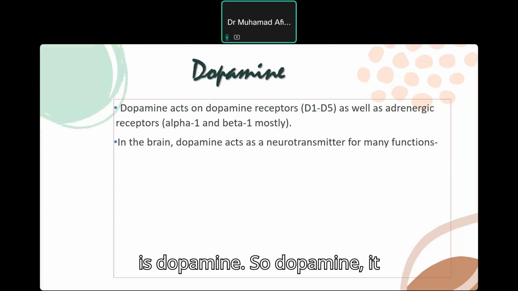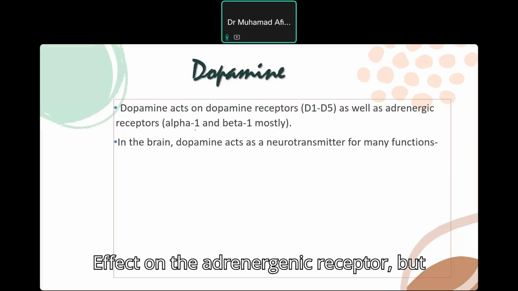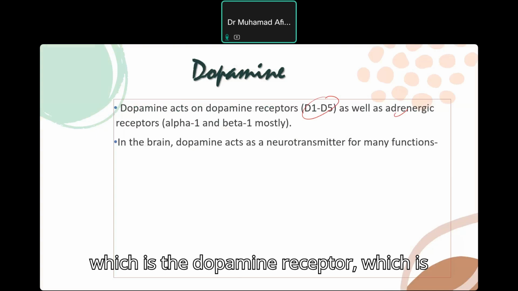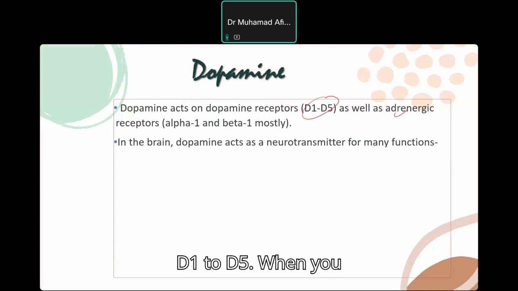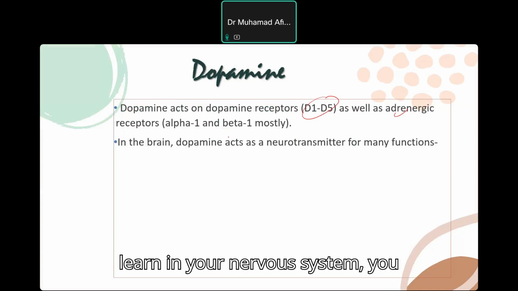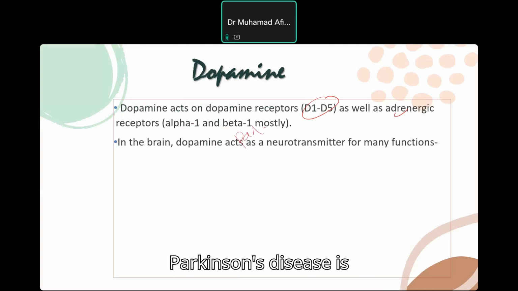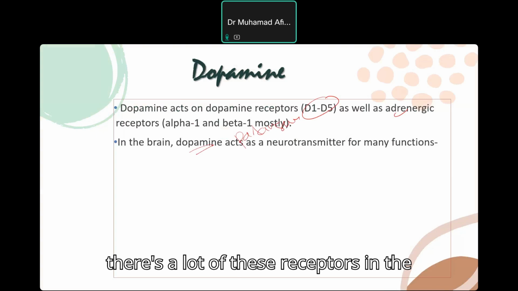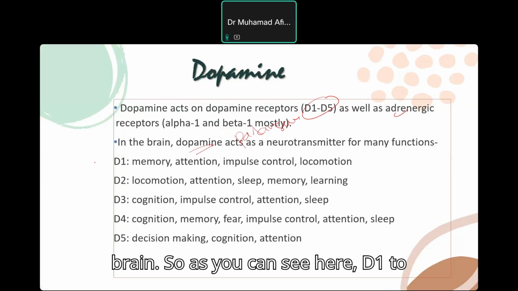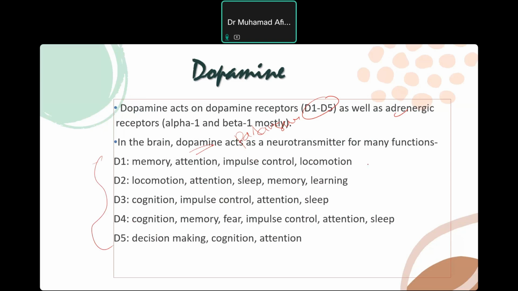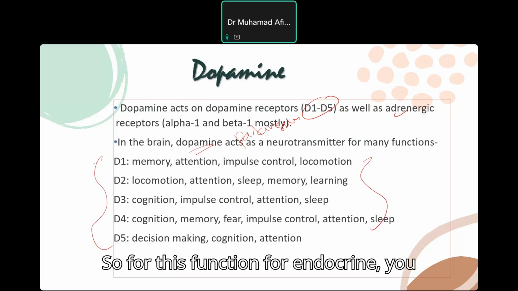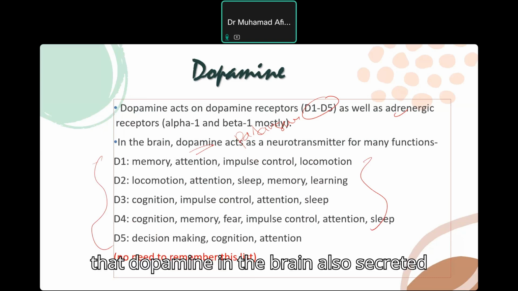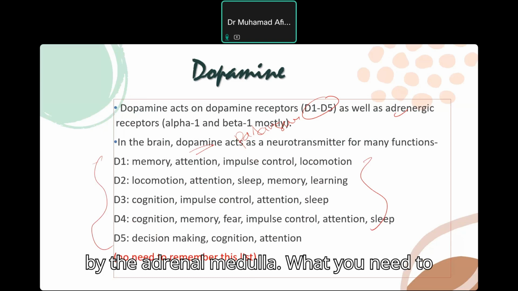And the last one is dopamine. So dopamine has an effect on the adrenergic receptor, but it also has its specific receptor, which is the dopamine receptor, D1 to D5. When you learn in your nervous system, you know about Parkinson's disease, right? Parkinson's disease is something that affects dopamine. So there's a lot of these receptors in the brain. As you can see here, D1 to D5 have a lot of function, quite overlapping function in the brain. So for this function, for endocrine, you don't need to know. Just need to be aware that dopamine in the brain is also secreted by the adrenal medulla.